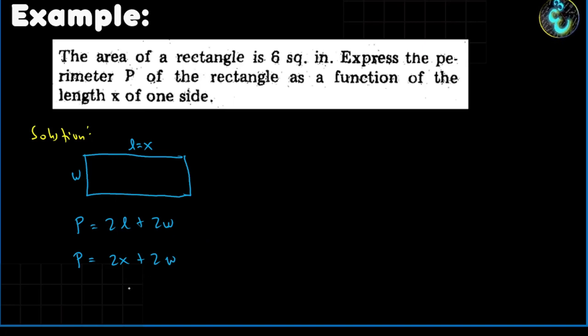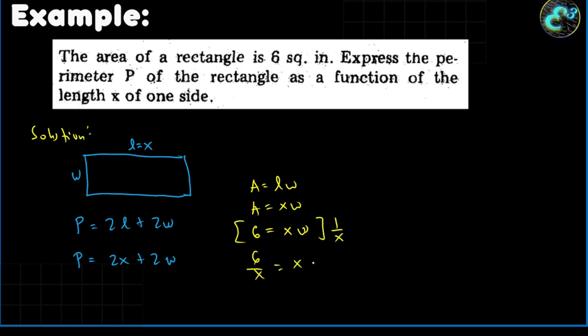So let's go to get the area. Solving for the area, area is equal to length times width, or area is equal to x times w, because our length is just equal to x. Then the given area is 6 square inch. So we have 6 equals x times w. Then we need to solve for w. So we need to multiply both sides by 1 over x. So this is 6 over x is equal to x times w times 1 over x. So this will be cancelled out. So 6 over x is equal to w.